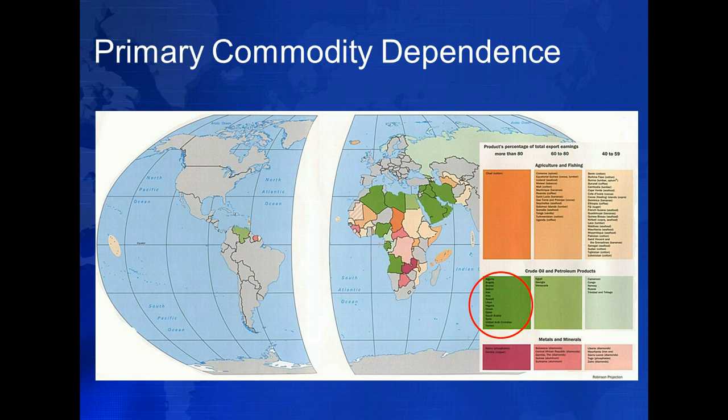Countries in dark green, for example, earn 80% of their export earnings from oil. Similarly, countries in orange are dependent on agricultural commodities like cotton, cocoa, tobacco, bananas, or fishing for the majority of their export earnings.